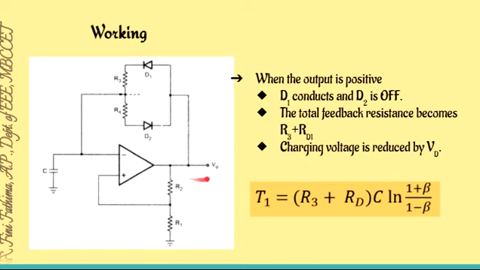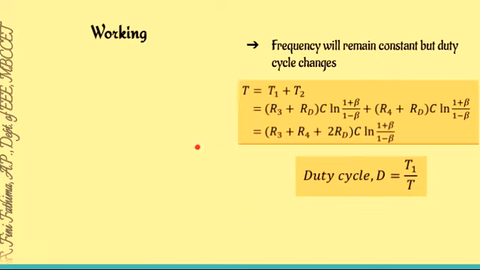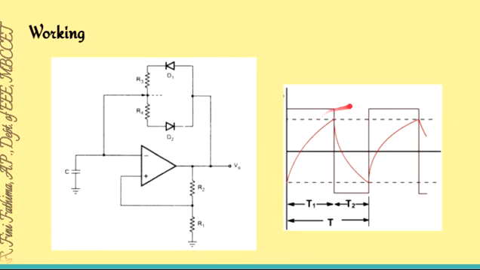Similarly, when the output is negative, we have the time period T2. So T2 is equal to, the conducting path is R4 and D2, so the total feedback resistance becomes R4 plus RD. T2 is equal to (R4 plus RD) into C into ln((1 plus beta) divided by (1 minus beta)). So now we have two charging times, T1 and T2. The T1 equation and the T2 equation are written.